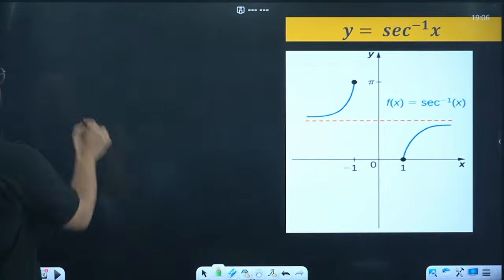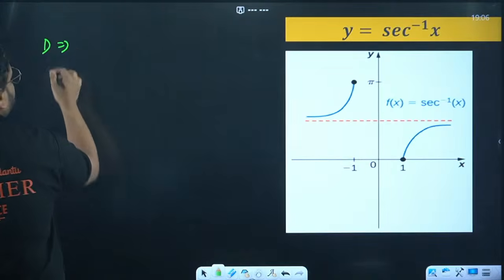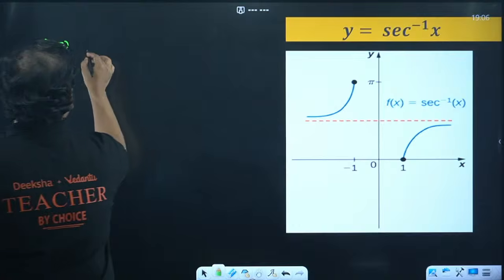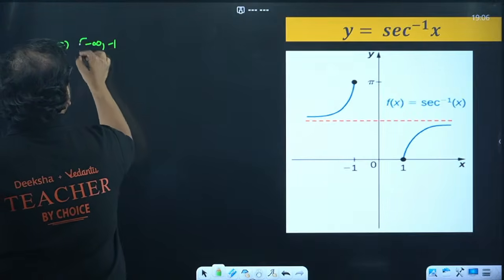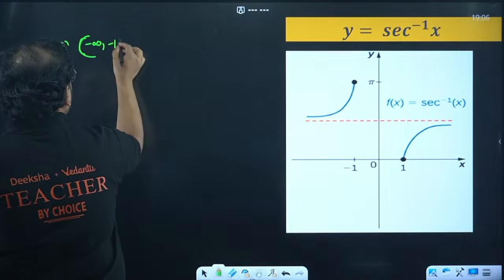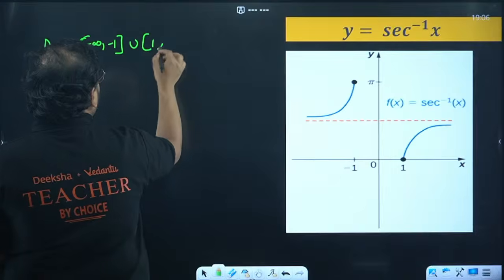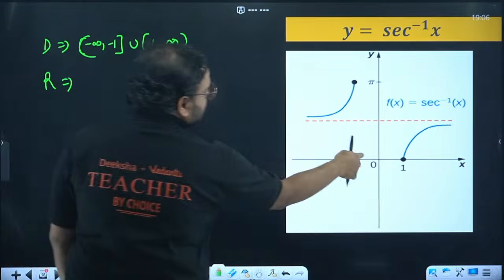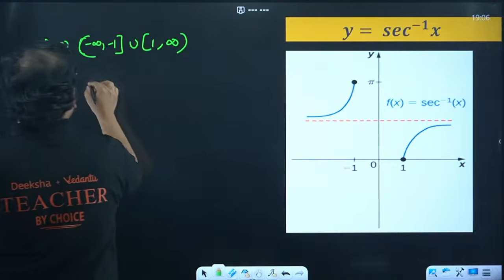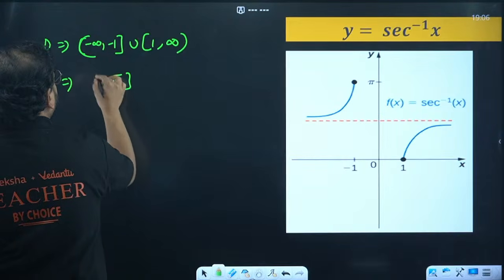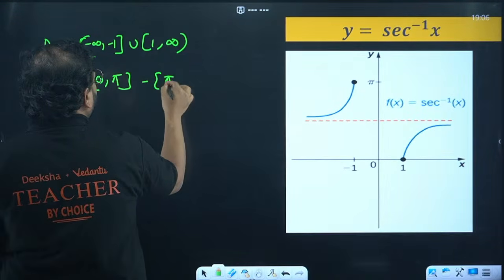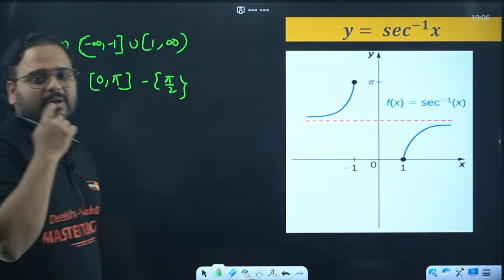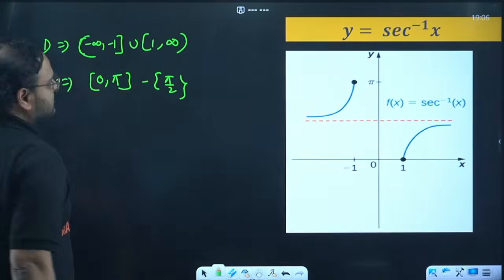Second verse now. What is domain, guys? Check your domain. So minus infinity to minus 1, same thing. Minus infinity to minus 1, this is open, this is closed, union 1 to infinity. Range is what? Range is different. 0 to pi except for pi by 2. Pi by 2 can't be there, because at that point cos is 0, so sec will be undefined, right? Hence sec inverse does not exist there.